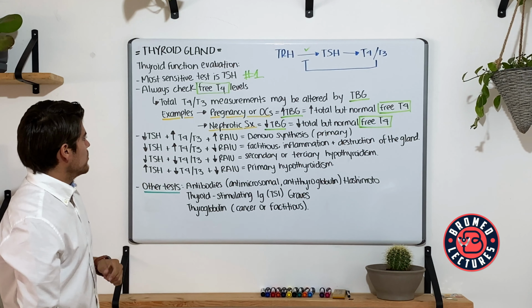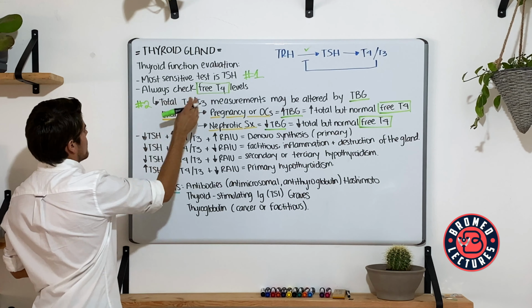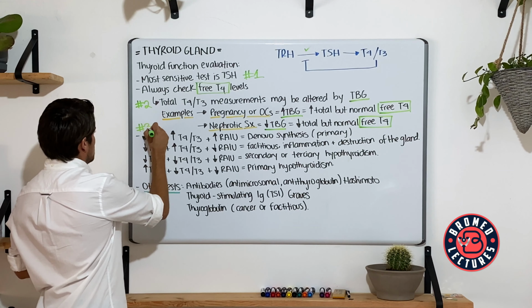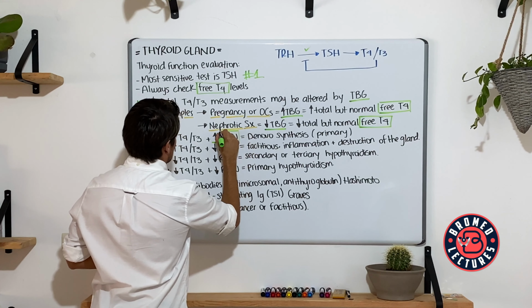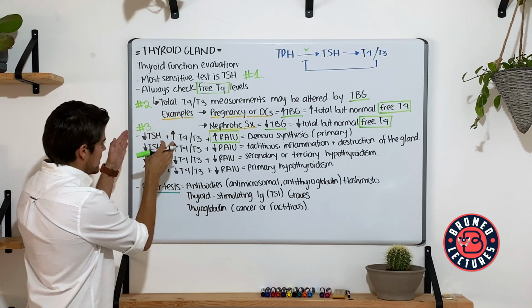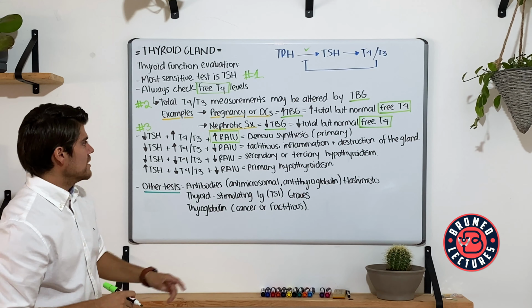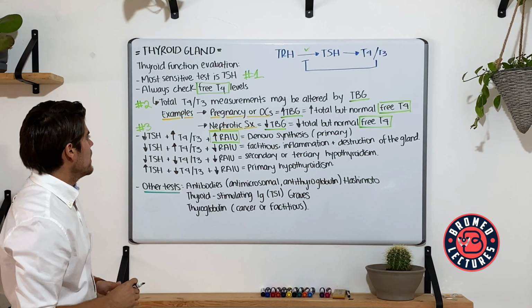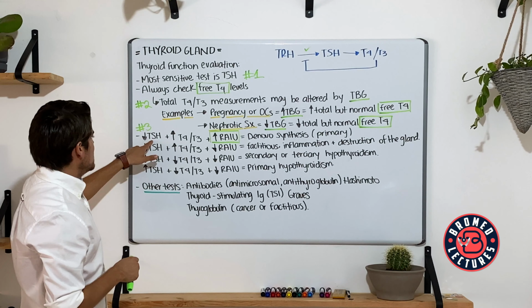Now, the third rule. Your number 2 was to always check the free T4, and your number 3 rule is this one right here. These are listed as a matter of examples, but it's your radioactive iodine uptake. And this one right here is telling you exactly how the gland is working. So let's review these examples. If you have low TSH, right?